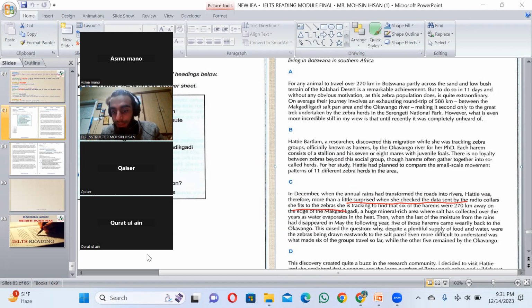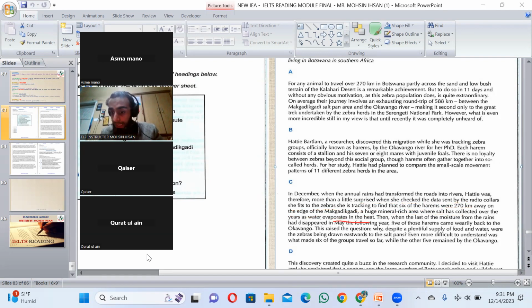She fitted the zebras she was tracking and found that six of the harems were 270 kilometers away, at the edge of the Makgadikgadi, a huge mineral-rich area where salt has collected over the years as water evaporates in the heat.